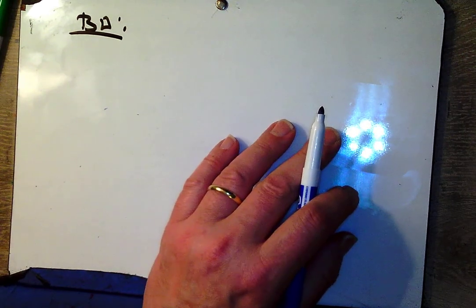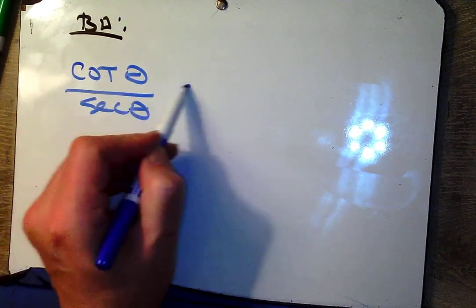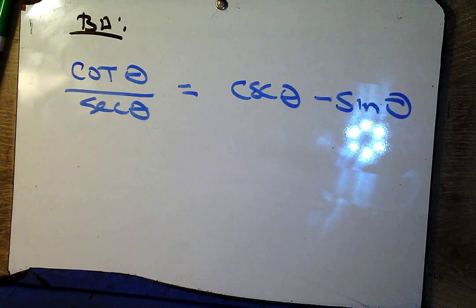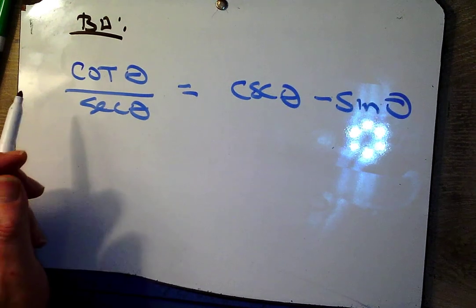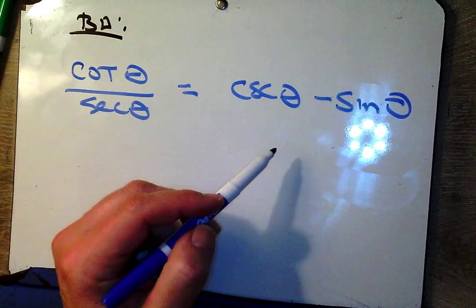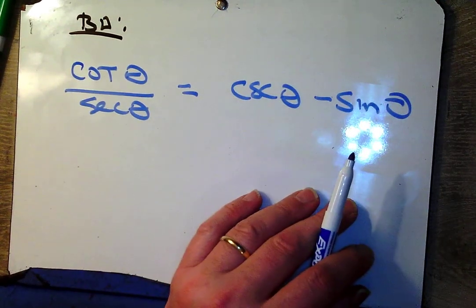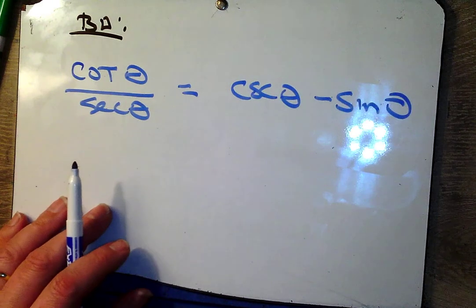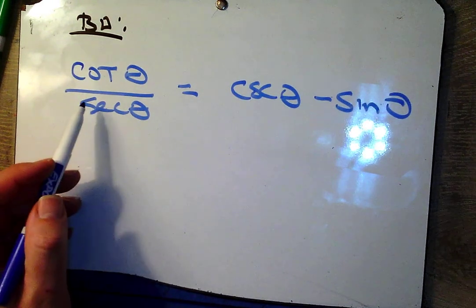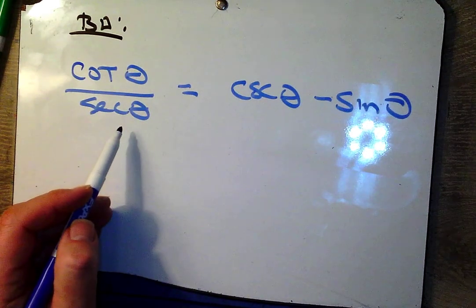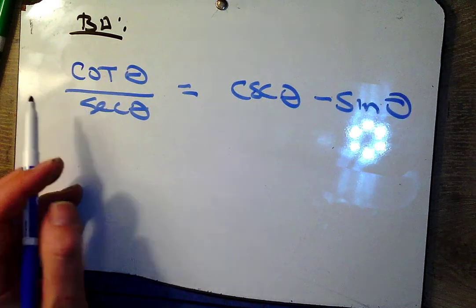Yeah. Okay. How about this one? Cotangent theta over secant theta should equal cosecant theta minus sine theta. Hey, so which side did you work? Did you work this side or did you work this side? I don't care. I'm just asking. Okay. Well, let's see what happens. Because I kind of want to work over here, but I'll work over here if you like. Oh, look. Yeah, no, that's correct.